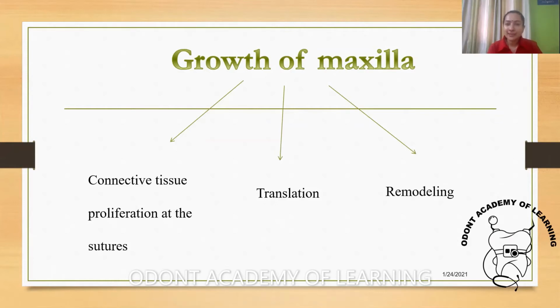So growth of maxilla. Basically, the growth occurs because of three particular things. One is the connective tissue proliferation at the sutures. The sutures present in the maxillary region, connective tissue proliferation occurs, because of which they grow. The next thing is translation, active and passive translation. Then comes remodeling. Remodeling is purely a phenomenon of bone deposition and resorption, which leads to change in size, shape, and structure. So this is how the growth of maxilla goes about.